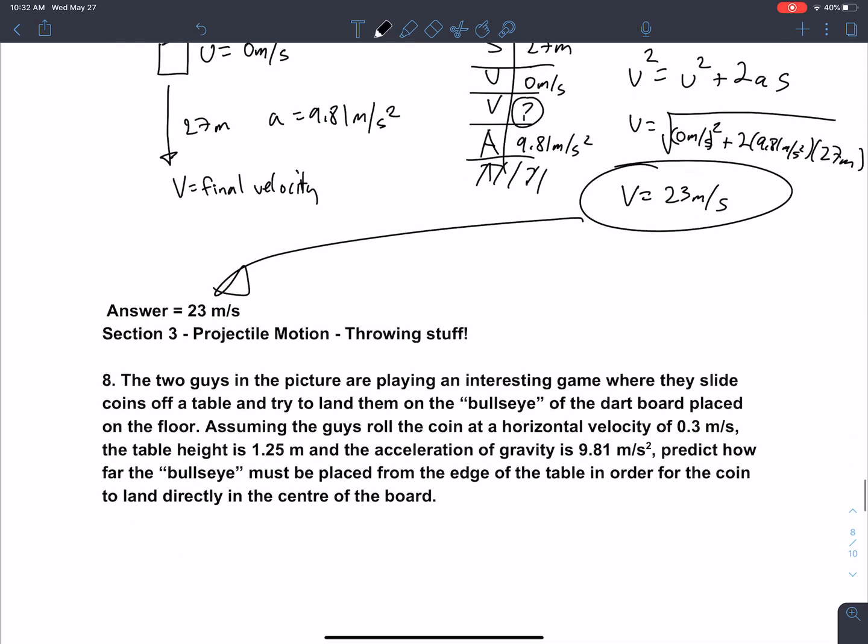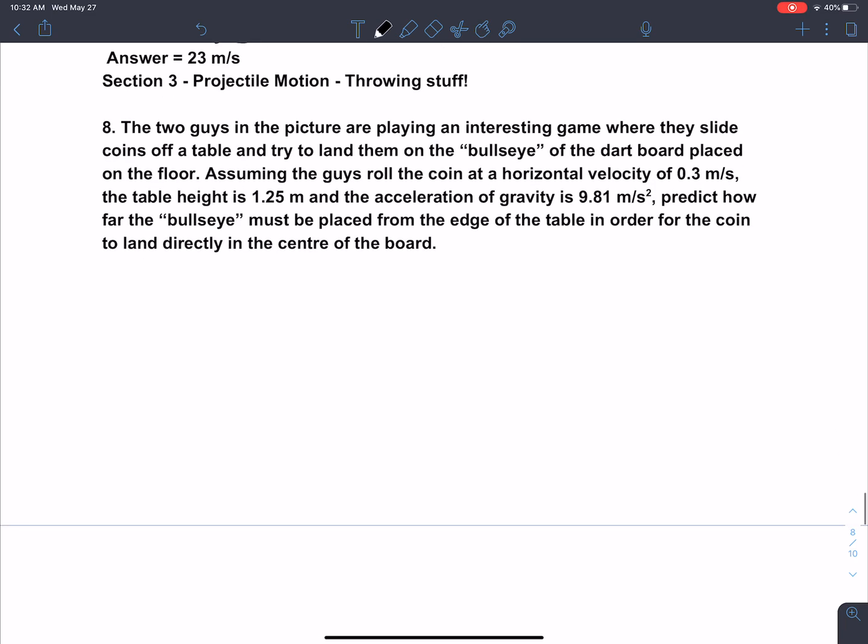Now, finally, the tough stuff. We're throwing stuff. The two guys in the picture are playing an interesting game. We solved this one in class. Okay, so I'm sure that you guys, if you took your notes in class, you'd be able to do this one. But the two guys in the picture are playing an interesting game where they slide coins off a table and try to land them on a bullseye.